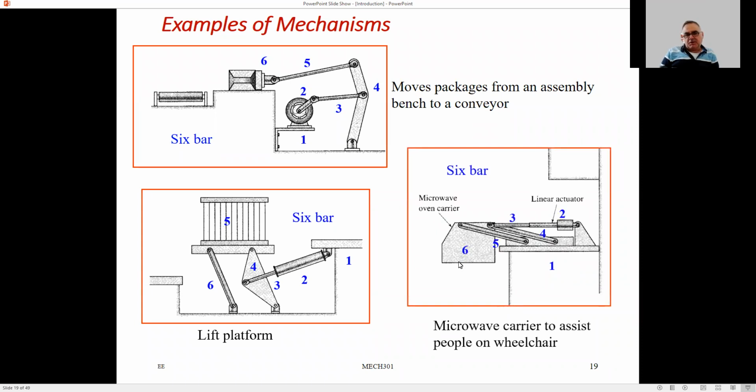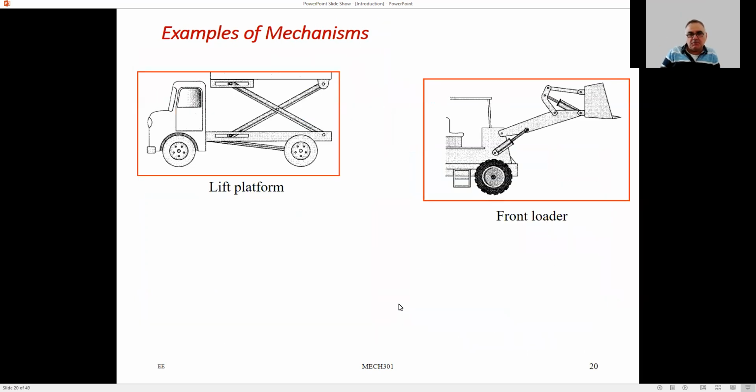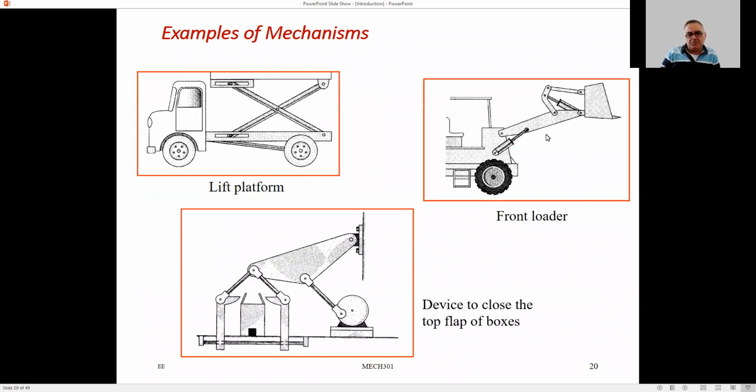And this is another 6-bar mechanism. It carries a microwave oven from one location to another one. I don't know why it is called assist people on a wheelchair. I have no idea why I have put that there. Anyway, this is a lift platform, for example, again used in a truck. This is another mechanism. Sorry. And this is another mechanism.